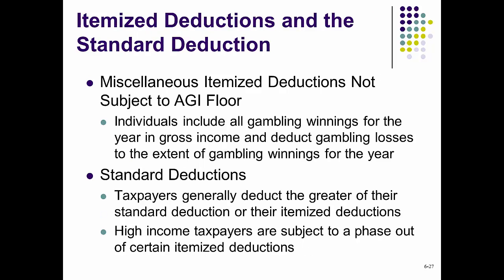Miscellaneous itemized deductions not subject to any floor. Some miscellaneous itemized deductions are not subject to the AGI floor. Number 1, net gambling losses, not to offset gambling winnings in gross income. Number 2, casualty and theft losses on property held for investment. Number 3, unrecovered cost of a life annuity, when death occurs before full recovery of cost.